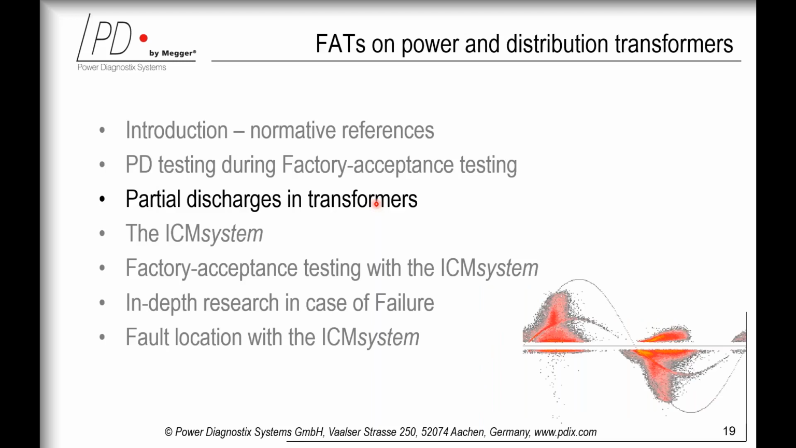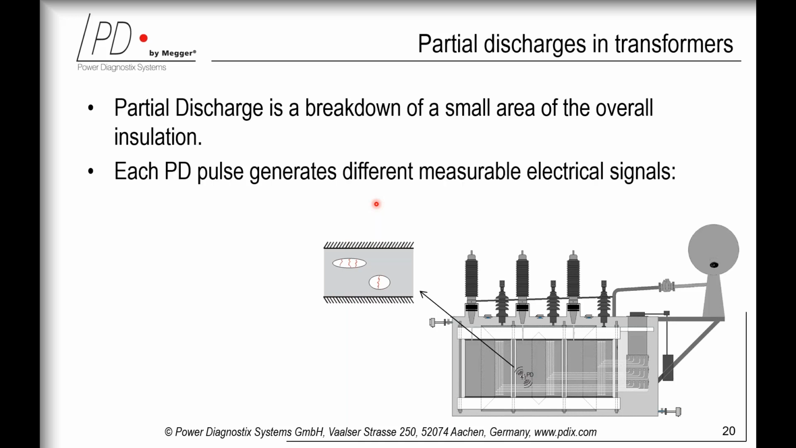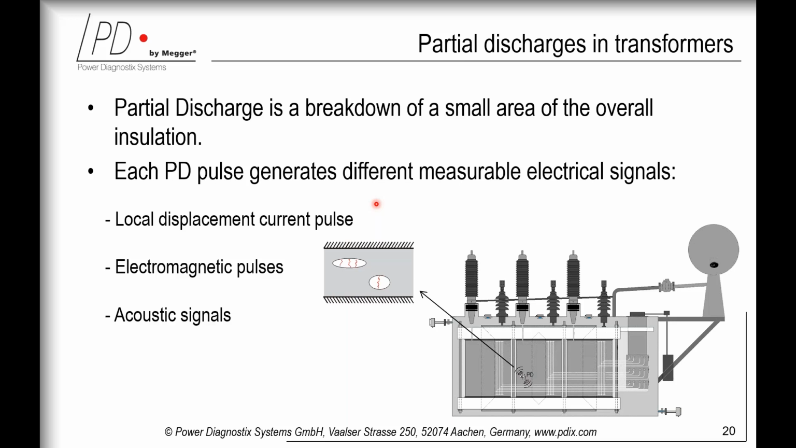After having laid out the typical PD testing procedures, we will now give a short overview of what partial discharges in transformers are and which signals they radiate. Partial discharge is a breakdown of a small area of the overall insulation. To be more precise, partial discharge is the breakdown of the local electrical field within an imperfection of the insulation due to an electron avalanche. This electron avalanche generates 3 different measurable signals: a local displacement current pulse, electromagnetic pulses, and acoustic signals.